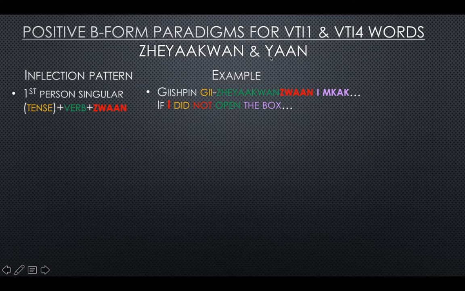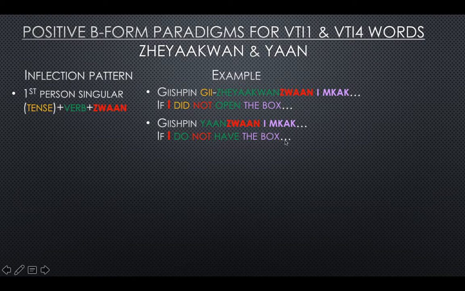So moving on to our VTI 4 example, just following the same thing. So these ends haven't been grayed, so we keep them. Gishpen yan zwan im kuk. If I do not have the box. So you can see in green there is present tense and have. Zwan is also I and not. Gishpen is if, im kuk the box.